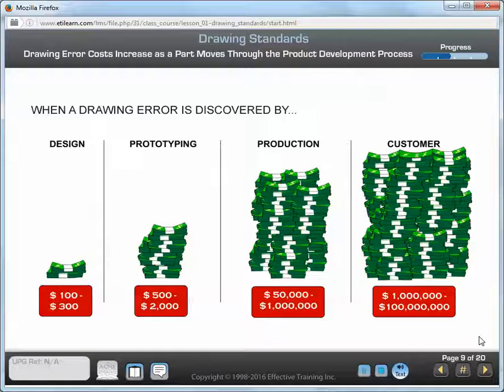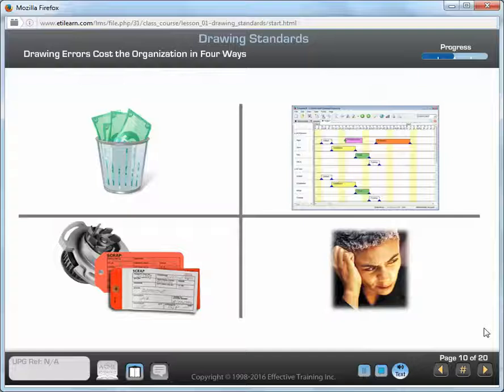If you add up the cost to process the paperwork for fixing the error, plus machine, gauging, tooling, and scrap cost, it can total $1 million. If the drawing error gets into the final product, it's shipped to the customer and results in a product recall, it can easily cost the organization more than $1 million. If a liability lawsuit results, it can run into hundreds of millions of dollars. Take a look at the 4 ways drawing errors can affect the organization. Drawing errors can cost an organization money, time, material, and customer dissatisfaction.